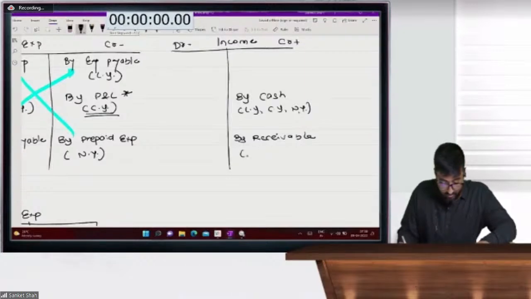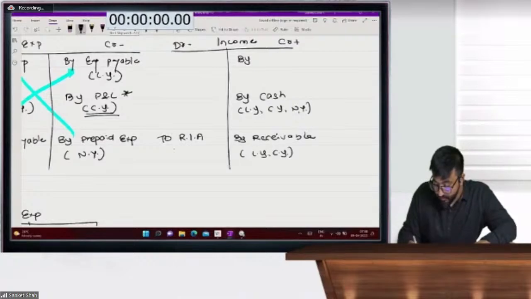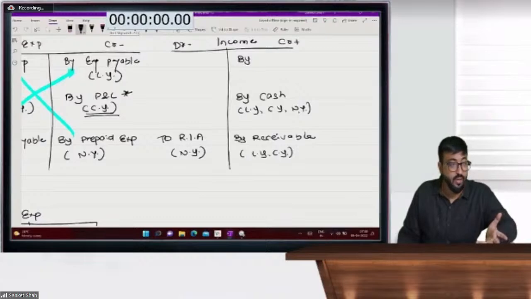Yes, beta. Tell me, by receivable, current year and last year. And to received in advance: you received it of next year. Okay. So you are going to cancel it. So income to income received in advance. By received in advance, opening entry.